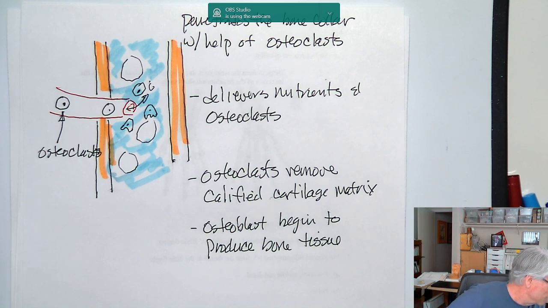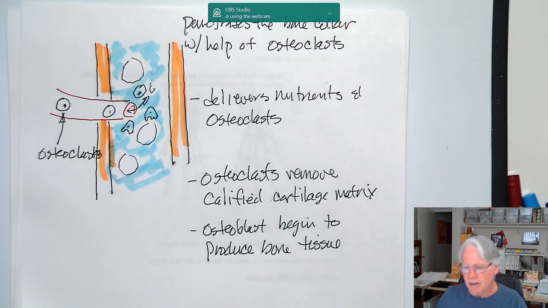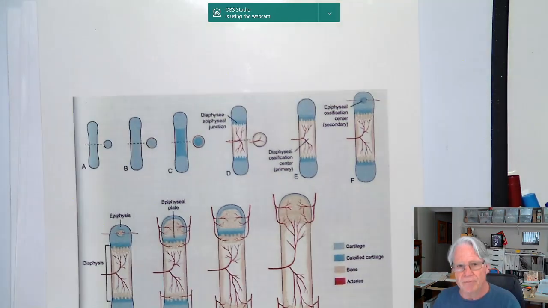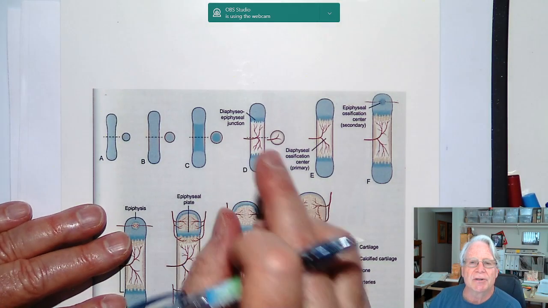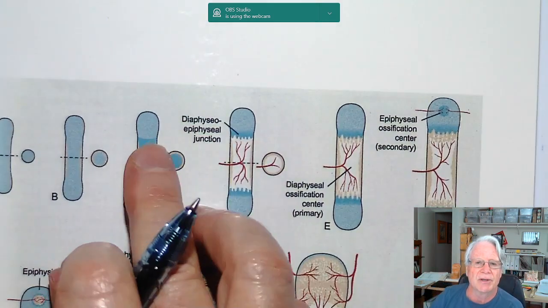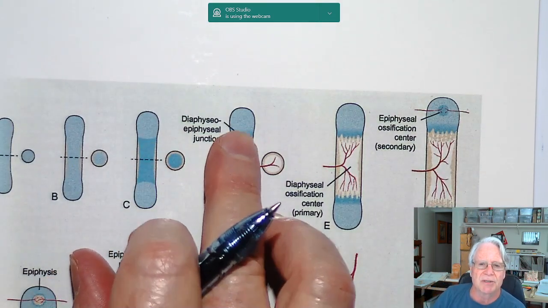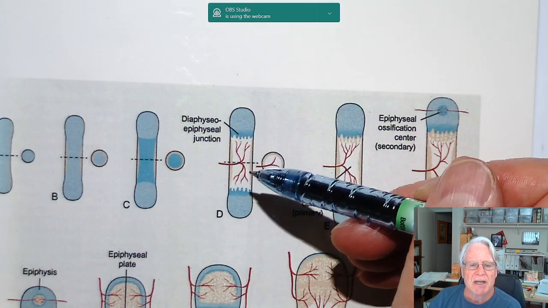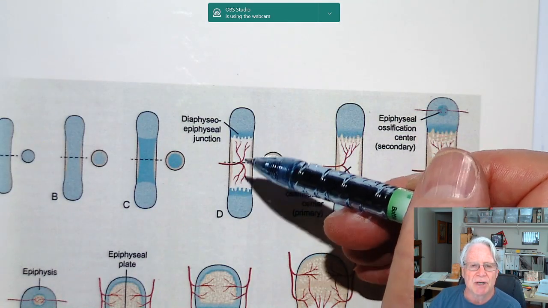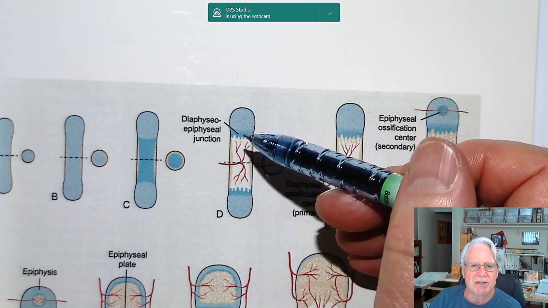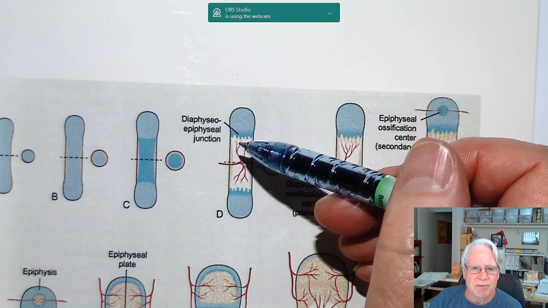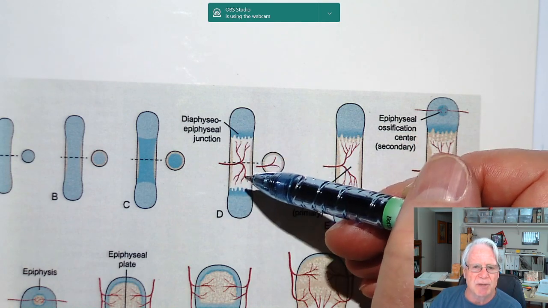And once again, this is not a bad series of pictures here. So I'm just going to refer to this. So here is my nutrient artery, and as you can see, it's branching. And so what's happening is we're going to remove the calcified material and replace it with bone tissue. And that process is going to proceed towards the ends of the bone, both ends of the bone at the same time. And so this originally is going to be filled up with spongy bone.